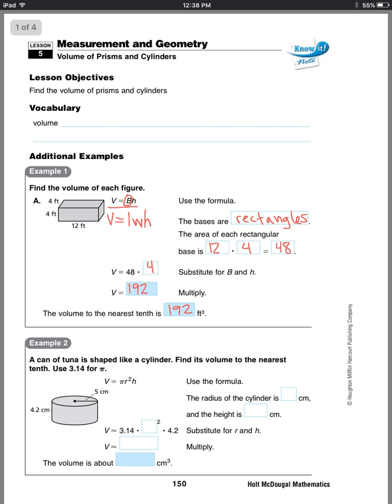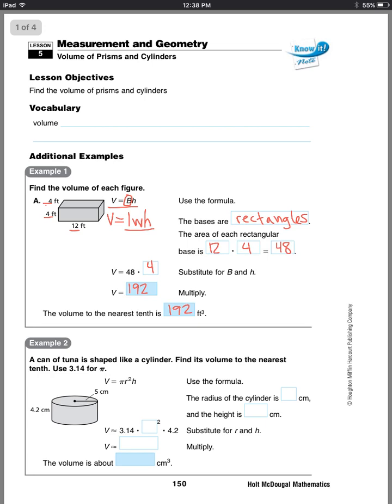An easier way to look at this, if you're like, well, I don't know which one's my length, width, and height, there are 3 letters you have to substitute for. There are 3 numbers that you need to put in for those variables. Multiplication can be done in any order. So honestly, with the volume of a cube like this, it does not matter which way you substitute your numbers, because you're just multiplying the 3 numbers together, and that can be done in any order.